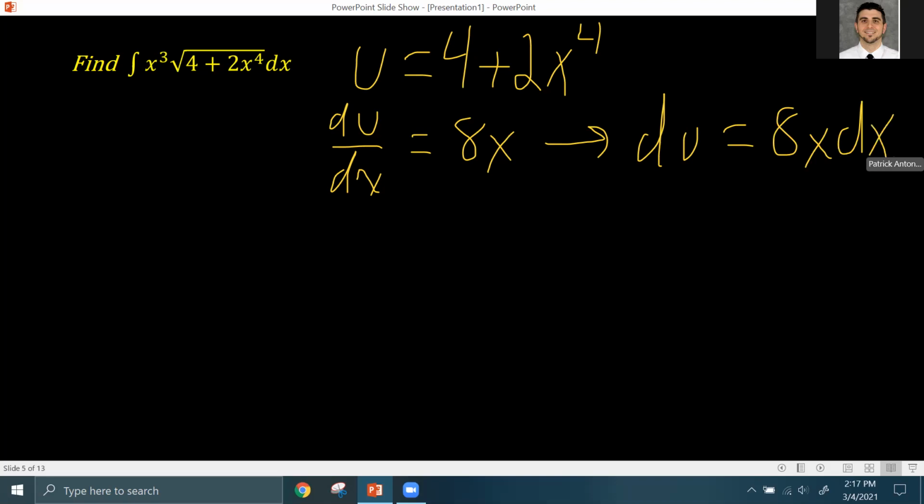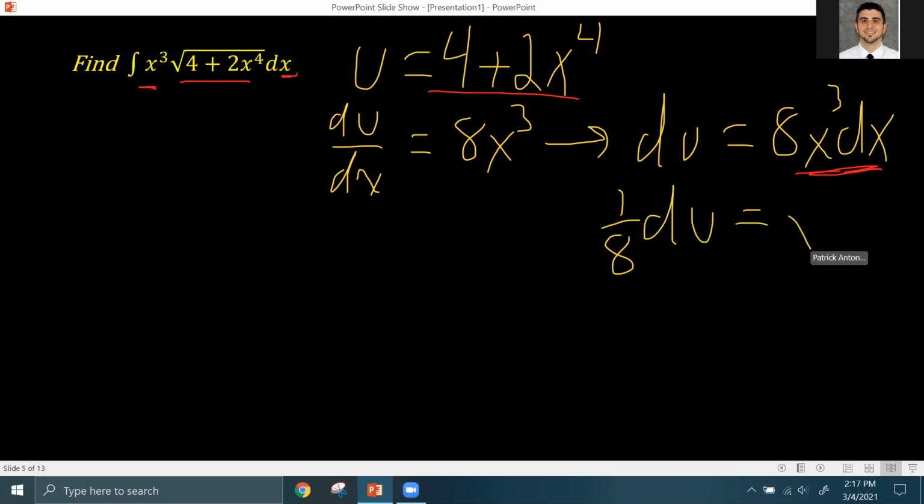Now, this almost lines up perfectly. The 4 plus 2x to the 4th is right there, and we have an x cubed and a dx right here. I forgot the cube on there. That's why it doesn't line up exactly. So we do have our x cubed dx that lines up with the x cubed dx over here. However, you have an additional factor of 8. The nice thing about this is you can divide both sides by 8 or multiply both sides by 1/8 and get 1/8 du equals x cubed dx.